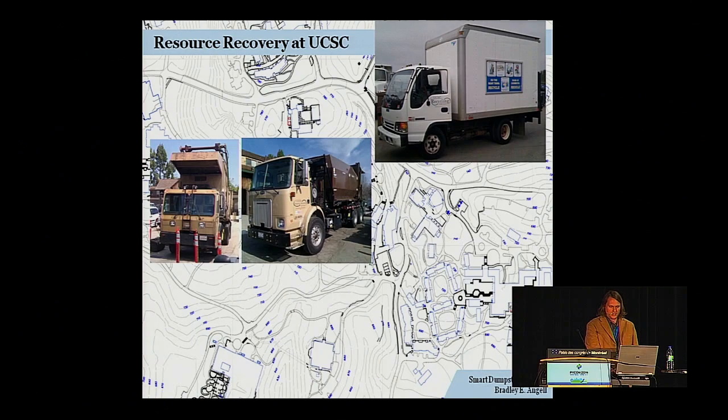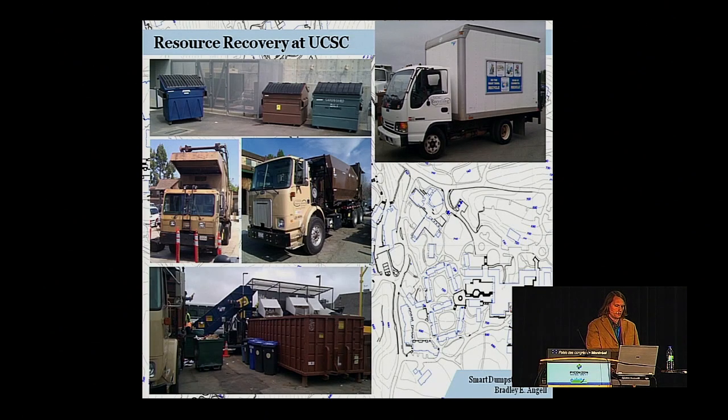We run a fleet of about 10 trucks. On the left is what you call a front loader, in the middle is what you call a roll-off box, and then on the right is a box truck. We have 10 trucks in all. We have roughly 300 dumpsters that we run on campus. We're all in-house. We're very robust and we self-haul, as they say.